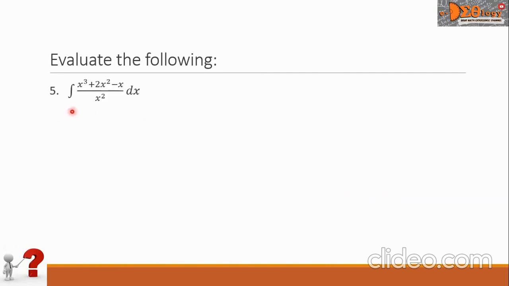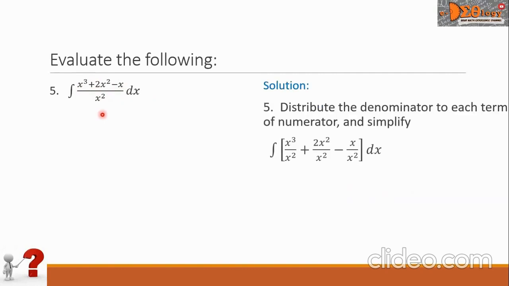Example 5. The integral of the quotient (x cubed plus 2x squared minus x) all over x squared, dx. What we're going to do here is distribute the denominator to each term of the numerator, and then we will simplify. So we see here the integral of x cubed over x squared plus 2x squared over x squared minus x over x squared, and the dx is here outside.